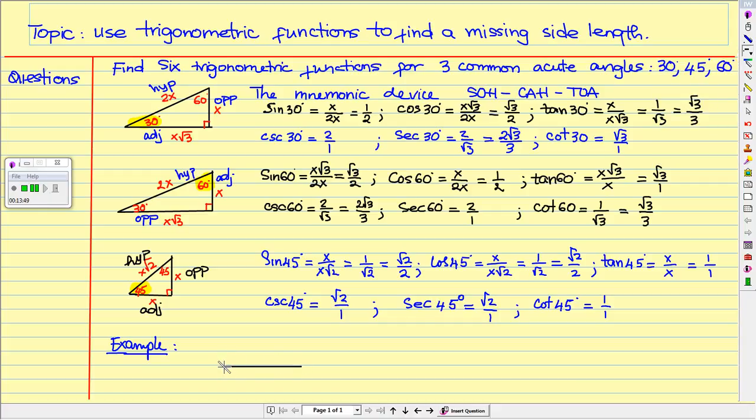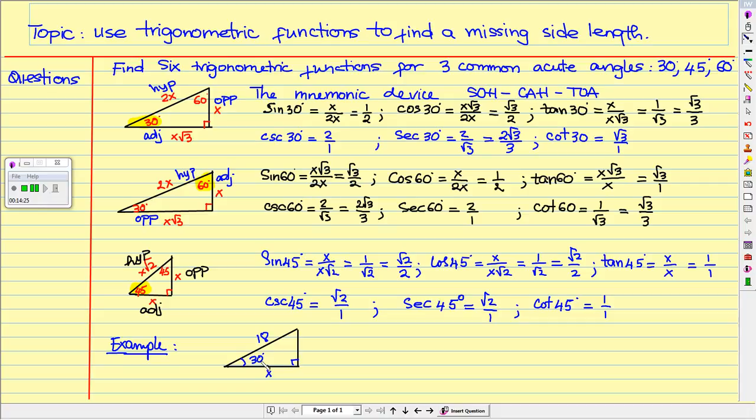Given the triangle, and given the angle is 30 degrees, and given the hypotenuse, which is the longest side, is 18. And lastly, we want you to find the adjacent.